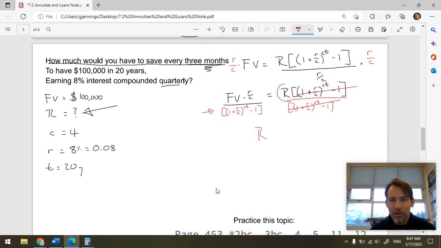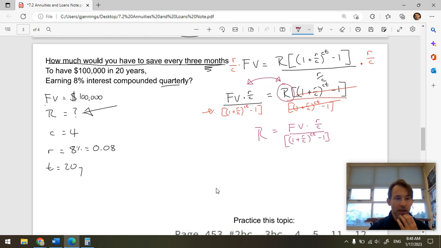We're going to have r, this r, is equal to, and I'm just switching the sides because I like to say r equals rather than blah, blah, blah equals r. R equals the future value multiplied by r over c, divided by 1 plus r over c to the ct, minus 1. I don't have to have those square brackets, but I will just for clarity.